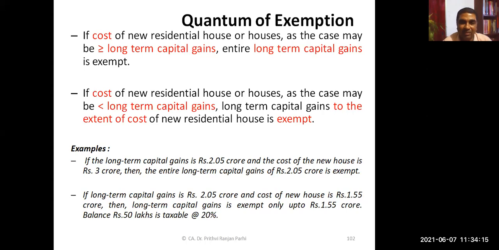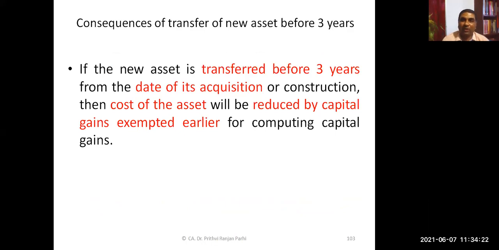Yes, it is a good tax planning measure you have seen. But you see, the new house which is acquired, on which money is invested, there is a condition that it should not be transferred within a period of 3 years. If the new asset is transferred before 3 years from the date of its acquisition or construction, then the cost of asset will be reduced by the capital gain exempted earlier.